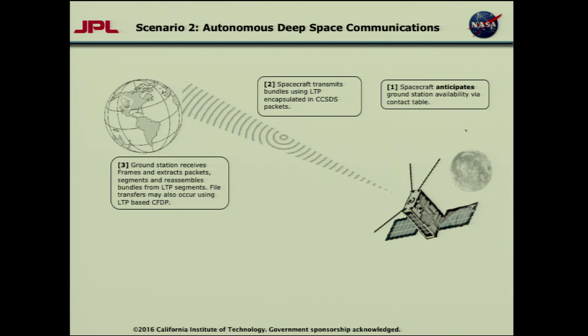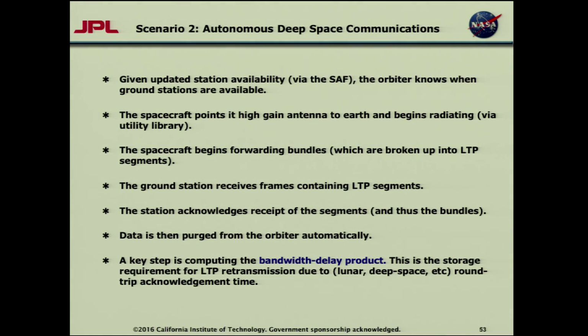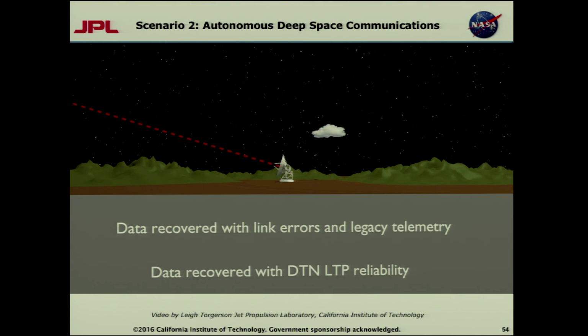The spacecraft anticipates ground station availability. The spacecraft transmits bundles using LTP. The ground station receives frames and extracts packets, segments, and reassembles bundles. This is a very simplistic diagram, but it gives you a bit of an idea. The previous slide shows you some of the layers there.